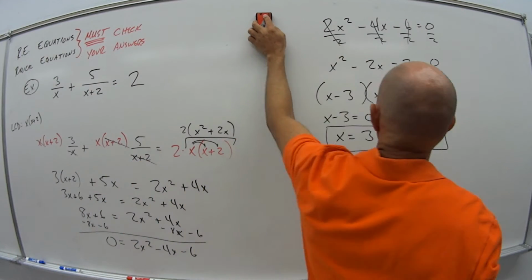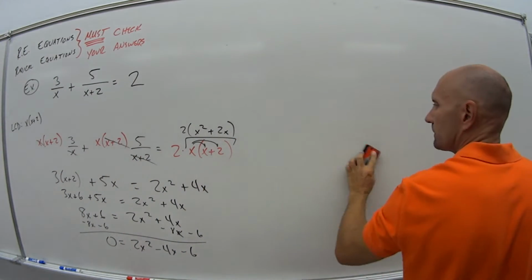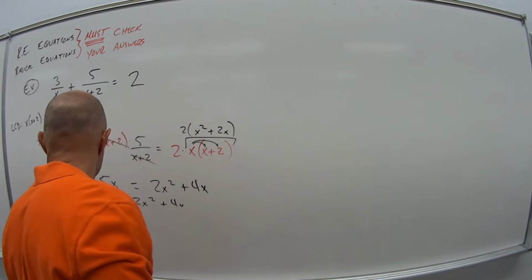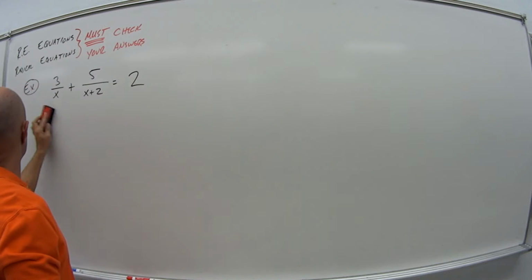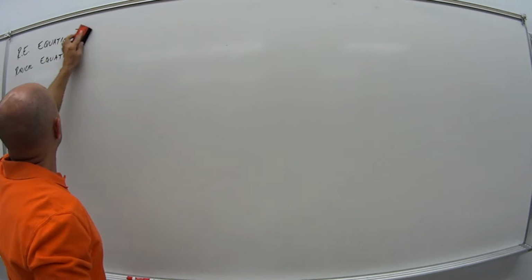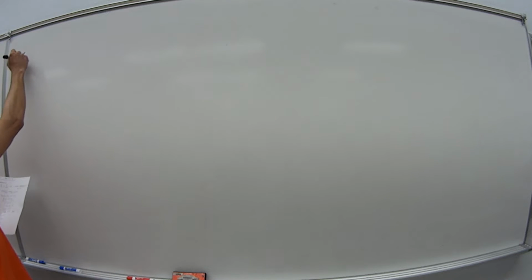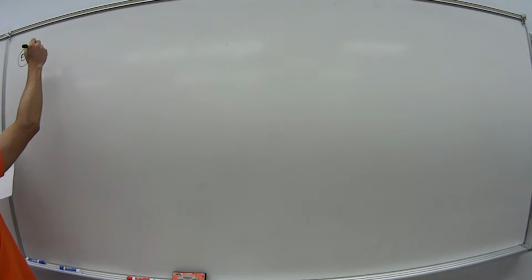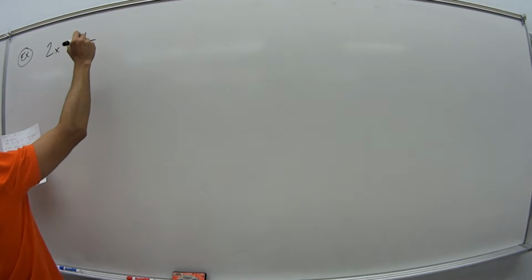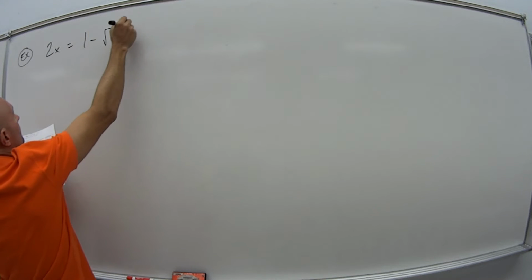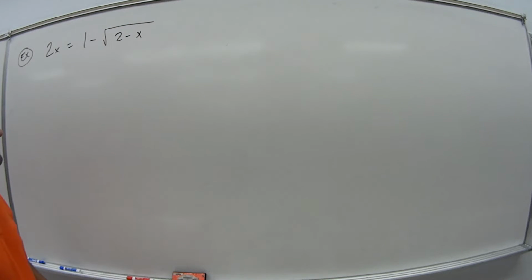We'll do a radical example. All right, so for this example, let's say I have 2x equals 1 minus the square root of 2 minus x.